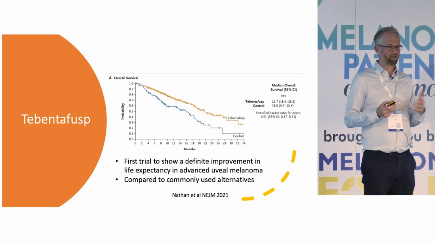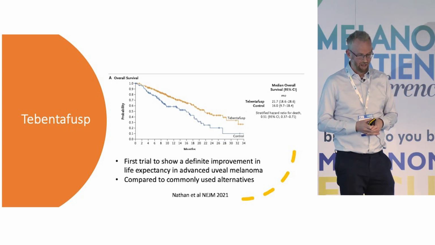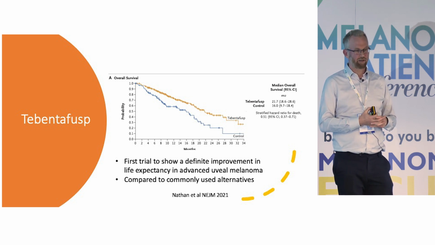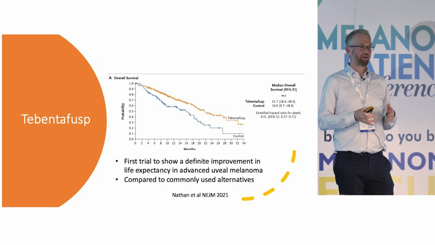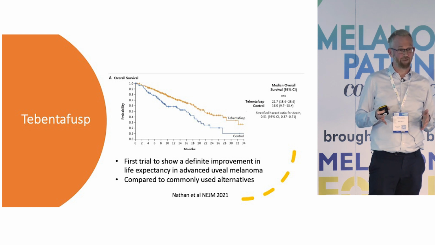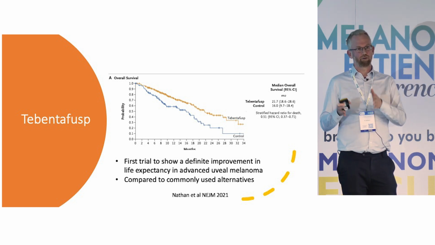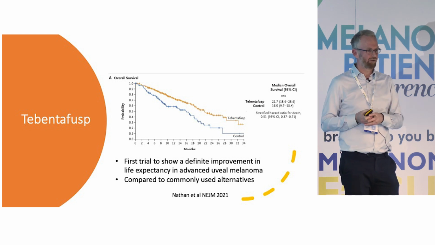But of course, it sounds like a cool molecule. The real thing is whether it helps patients. And in this large phase 3 study, we showed that the overall survival with Tebentafusp was 21.7 months compared to 16 months with control. So it's a 6-month improvement in survival, which is a real change. And there are some people who do seem to gain longer benefit as well.